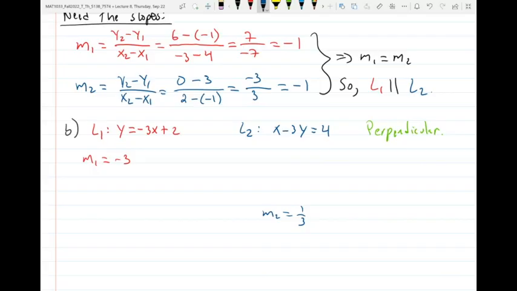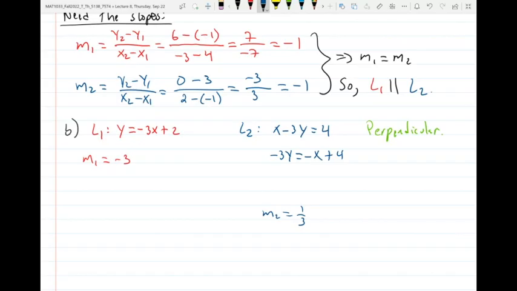So let's see, let's do it. So again, to find the slope, what can you do? Well, solve for y, okay? So to solve for y, first you have to leave it alone. So anything that doesn't have a y, move it to the other side. X doesn't have a y, so bring it to the other side. So that becomes negative 3y equals negative x plus 4.